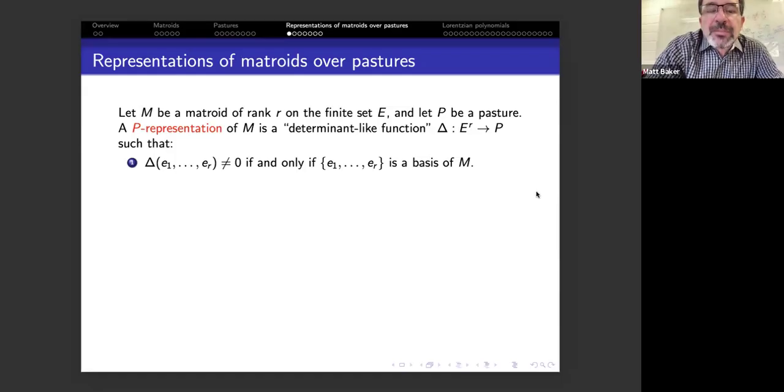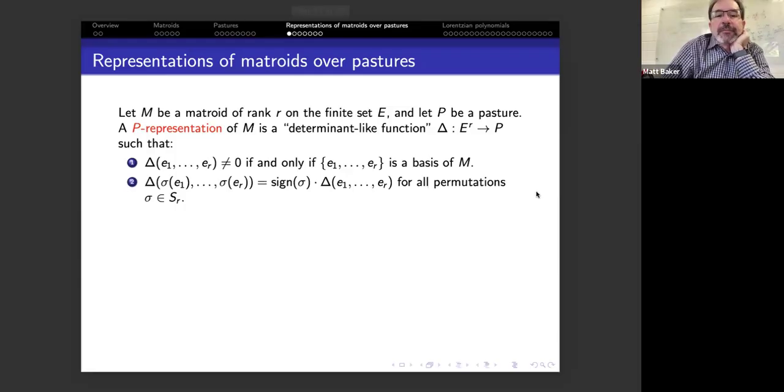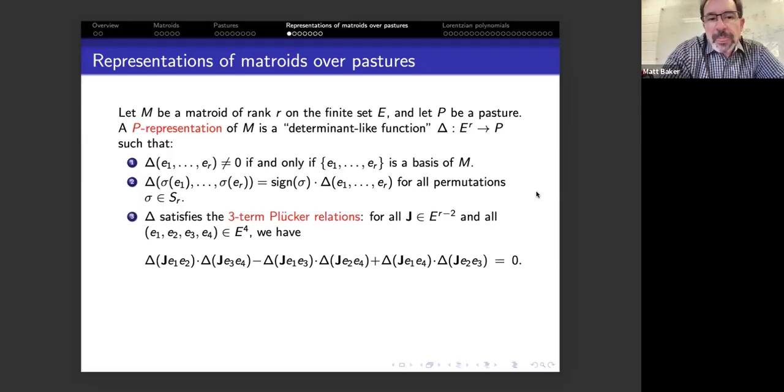We throw out the matrix and we record the algebraic properties of determinants. So the first thing we want is that in order to represent this matroid, this determinant-like function delta should be non-zero exactly when our things form a basis. Second, it should behave like a determinant does under permutations. And then crucially, delta should satisfy the same algebraic relations that determinants do, which are these Plücker relations.